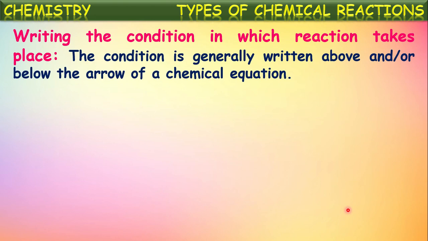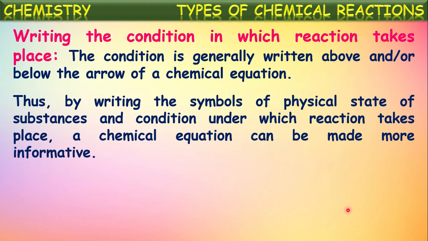Next, writing the condition in which the reaction takes place. This is one more piece of information about the chemical reaction. The condition is generally written above or below the arrow mark in the chemical equation. We know the arrow mark is in between the reactants and products. The arrow mark separates the reactants and products in the chemical equation. On this arrow mark, the conditions needed for that reaction are generally represented.